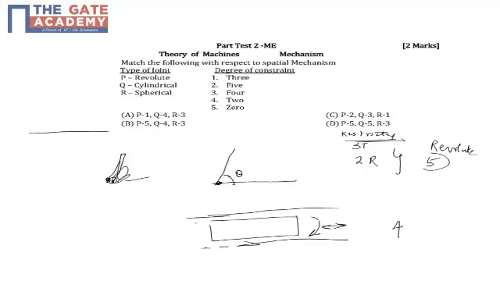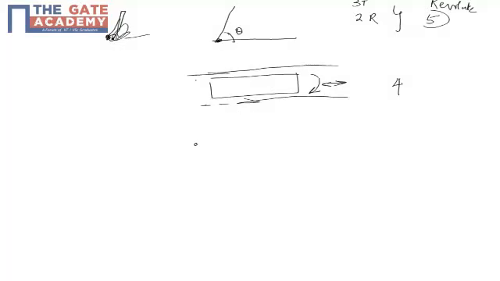Now the spherical ball joint. Imagine a sphere which is hinged at only one end. All the 3 translations are restricted, but it can rotate in all the 3 planes, xy, yz and zx. So 3 is the number of degrees of freedom which is allowed, and obviously 6 minus 3, which is 3, will be the degrees of freedom which are restricted.